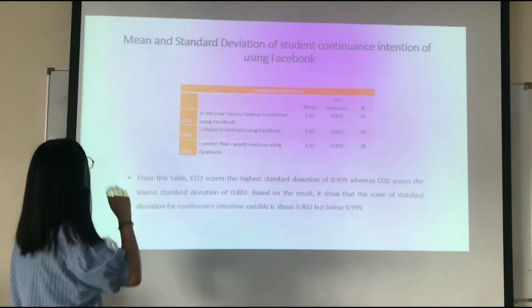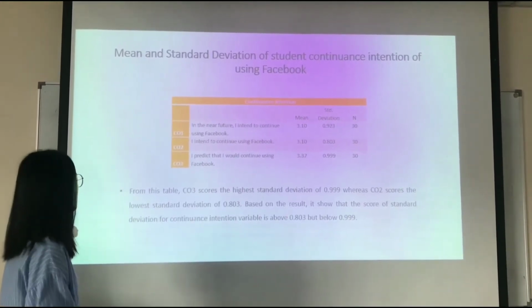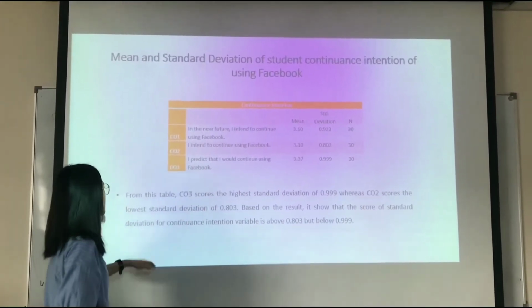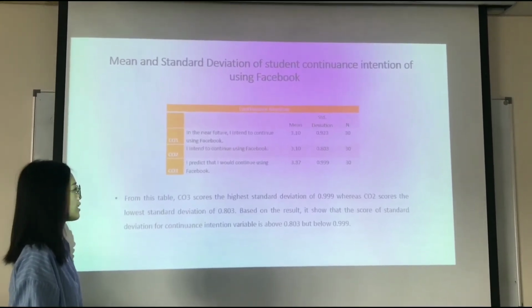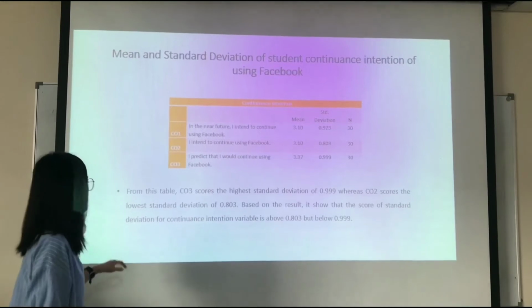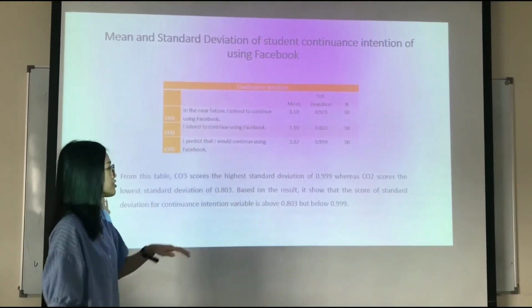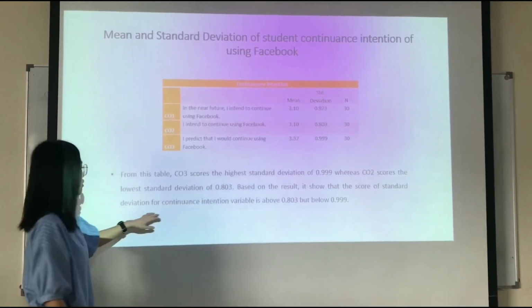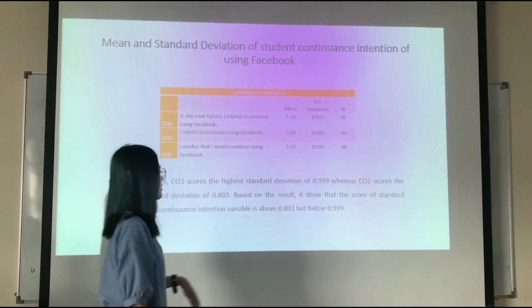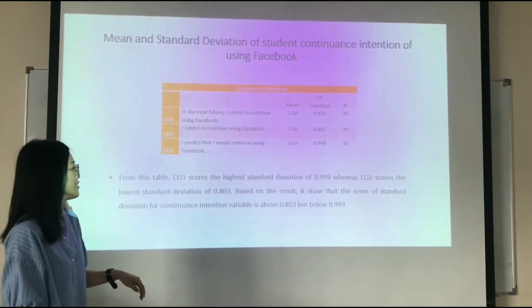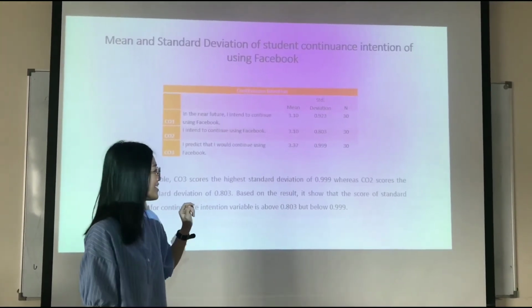And next, I will present the mean and standard deviation of students' continuous intention for using Facebook. In this table, CO3 scores the highest standard deviation of 0.999, whereas CO2 scores the lowest standard deviation of 0.803. Based on the result, the standard deviation for the continuous intention variable is above 0.803 but below 0.999.